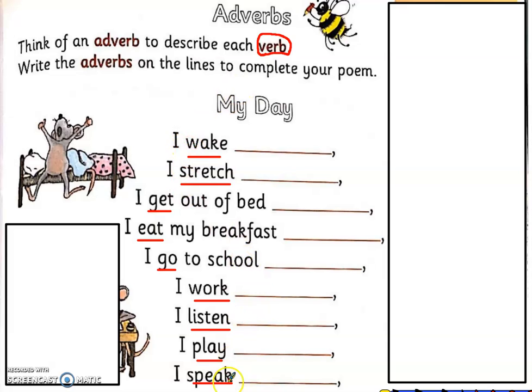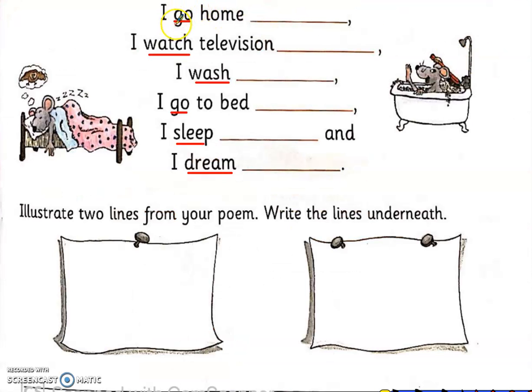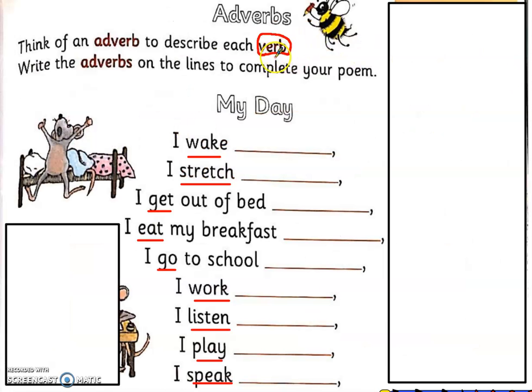All of these are examples of action words, of verbs. So if we look down here in these sentences about my day, each of these sentences, although they are not complete, they each have a verb. So I wake, to wake is a verb. I stretch, stretch is an action. I get out of bed, get is the verb. I eat is a verb. I go, I work, I listen, I play, I speak, and I go again, but I'm going home this time. I watch, I wash, I go once more, but this time to bed. I sleep and I dream. So all of those are action words. They're all examples of verbs, and that's why I have underlined them here.